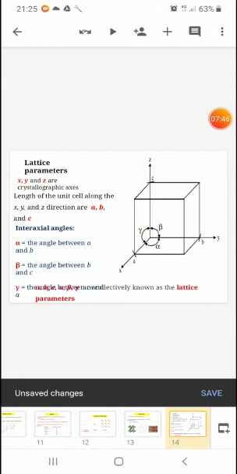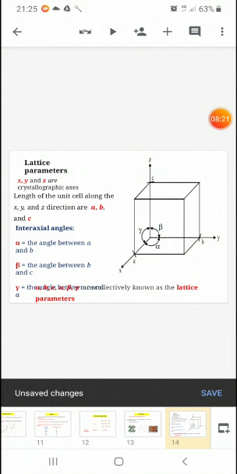Now, whenever we see this figure, there are interaxial angles made, that is alpha, beta and gamma, where alpha is the angle between A and B, beta is the angle between B and C, and gamma is the angle between C and A. Alpha, beta, gamma, along with A, B, C, are known as the lattice parameters.